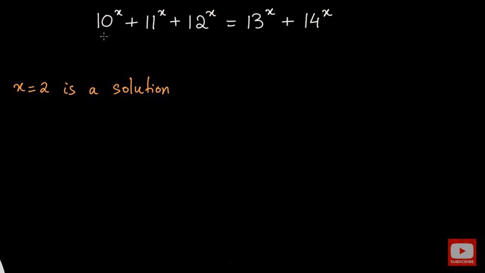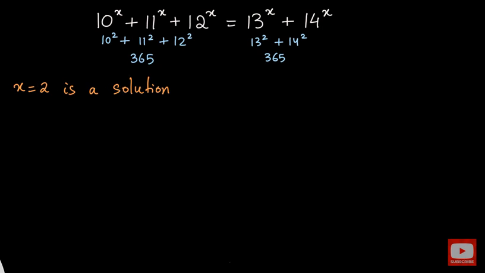So let's put x as 2. We get 10 squared plus 11 squared plus 12 squared, and here we get 13 squared plus 14 squared. This is very simple to simplify. 10 squared is 100, 11 squared is 121, 12 squared is 144, and if you add them, you get 365. You get the same result even here. 13 squared is 169, 14 squared is 196, and if you add them, you get 365. So x equal to 2 is a possible solution.